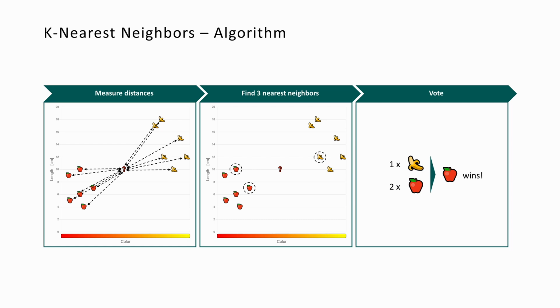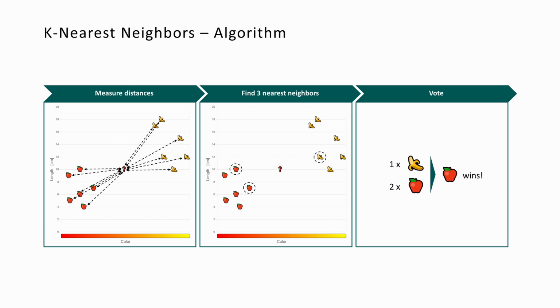The data is collected. It's time to decide how to use this data to make a prediction. To do this, we will use an algorithm called k-nearest neighbors. It works as follows. For a new data point that we want to predict, we first measure the distances to the other points. Then we select its 3 nearest neighbors, which is where the name of the algorithm comes from.